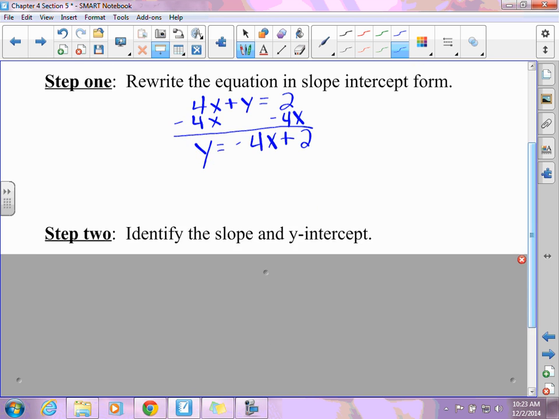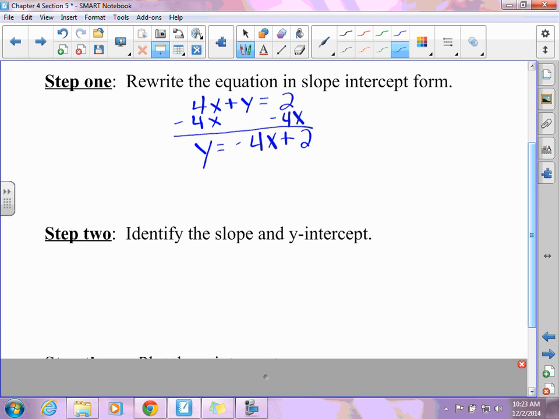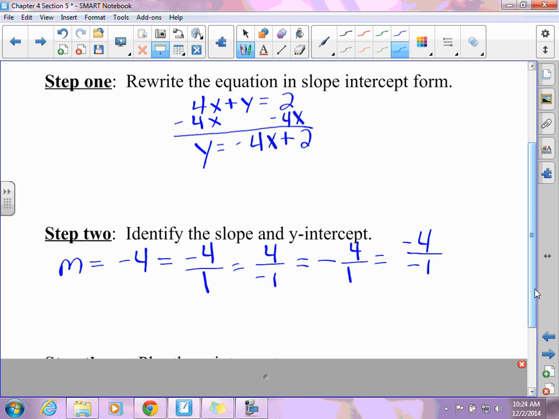It says to identify the slope and the y-intercept. So my slope in this equation is negative 4, or I can write it as negative 4 over 1. Usually when I have a negative number, I can write it as negative 4 over 1. I can write it as 4 over negative 1. I can write it as a negative and then the negative out front. Can I write it as negative 4 over negative 1? I can't, because that would make this a positive fraction, and that can't occur, right? So I can write negative 4 all of those ways.